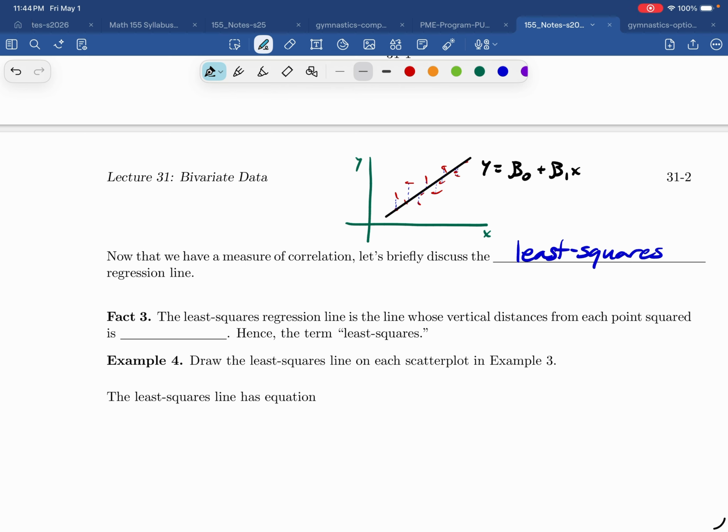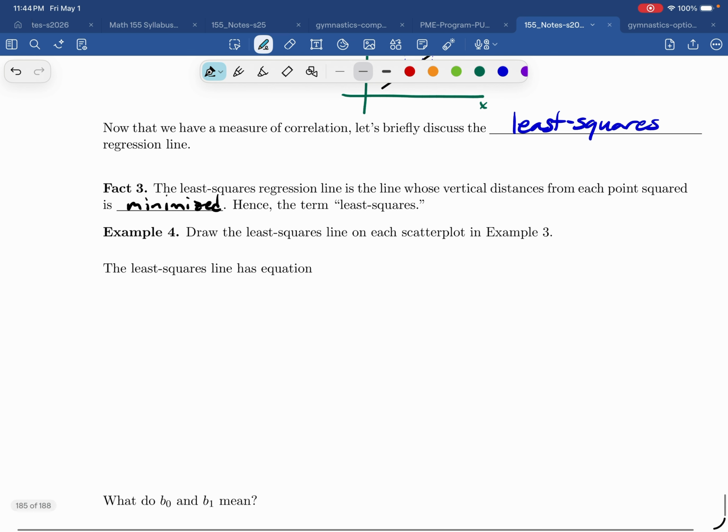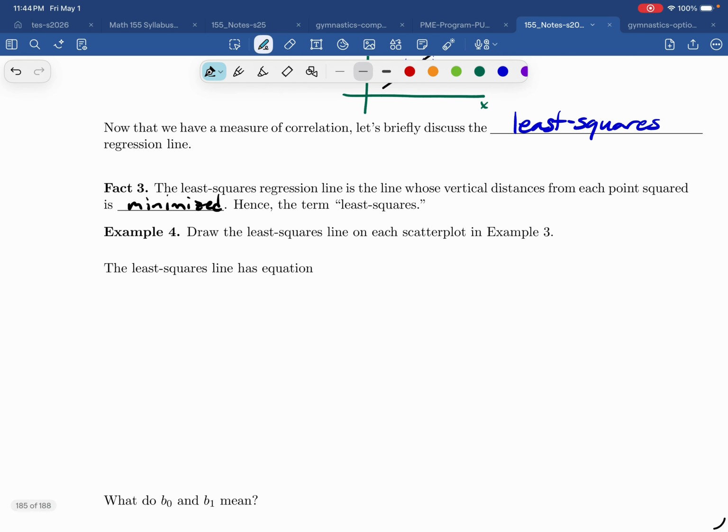So anyway, just as I was saying before, the least squares regression line minimizes the sum of the squares. You don't really need to know that. Just understand it's the best fit line, the best fit curve, okay? So anyway, the least squares line has equation y equals beta naught plus beta 1x. Again, if that's confusing, just write b naught and b1.